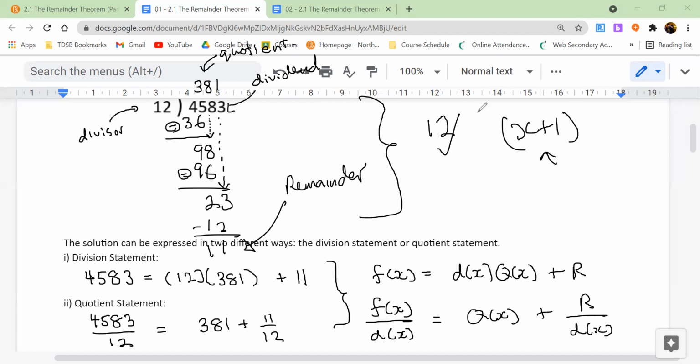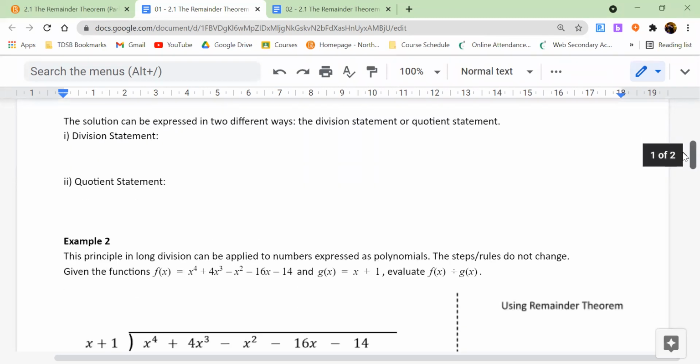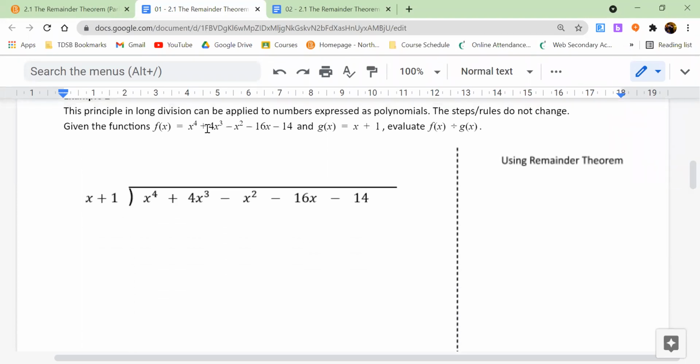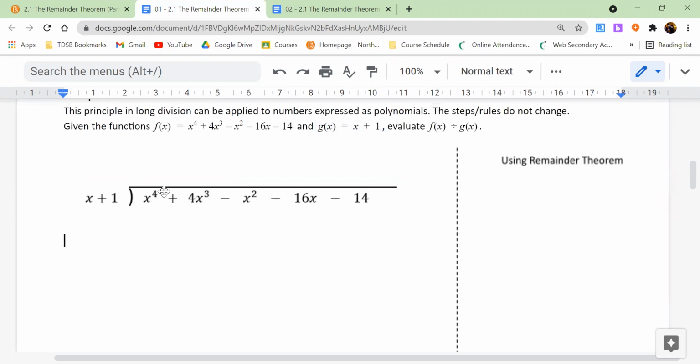So if we can long divide with 12, you should be able to long divide with x plus 1, although it might be a little bit more complex. Here's an example. x to the power 4 plus 4x cubed minus x squared minus 16x minus 14 is going to be divided by g of x, which is x plus 1. Take a look. I wrote everything in descending degree, 4, 3, 2, 1, and 0, with x plus 1 as my divisor. So the same thing applies.